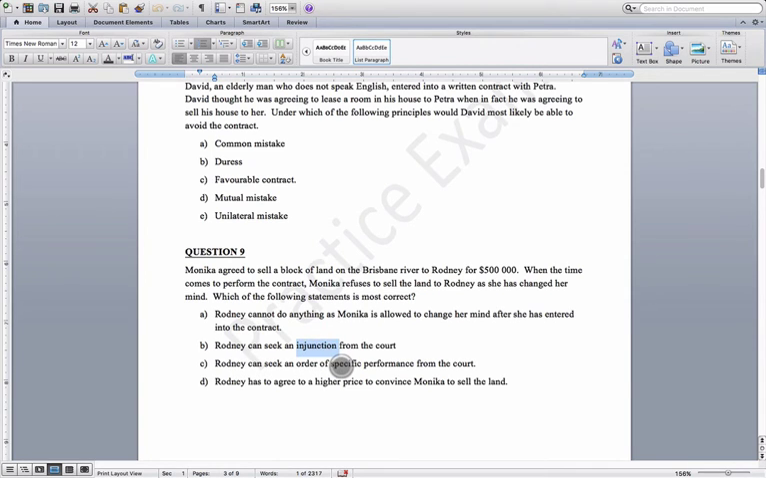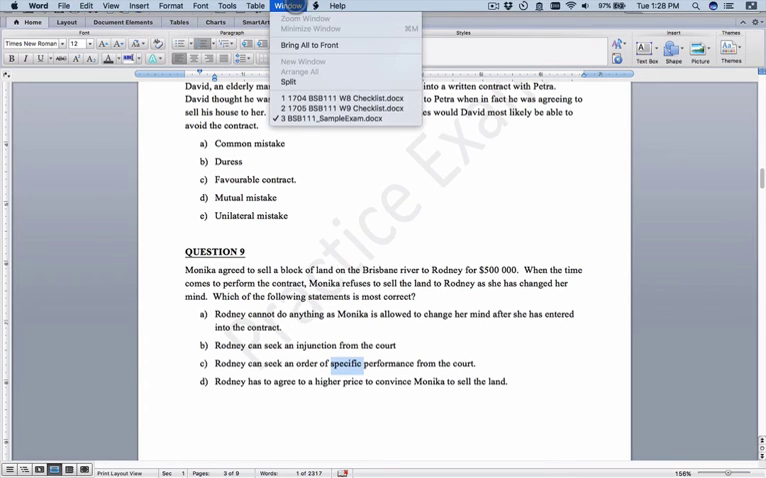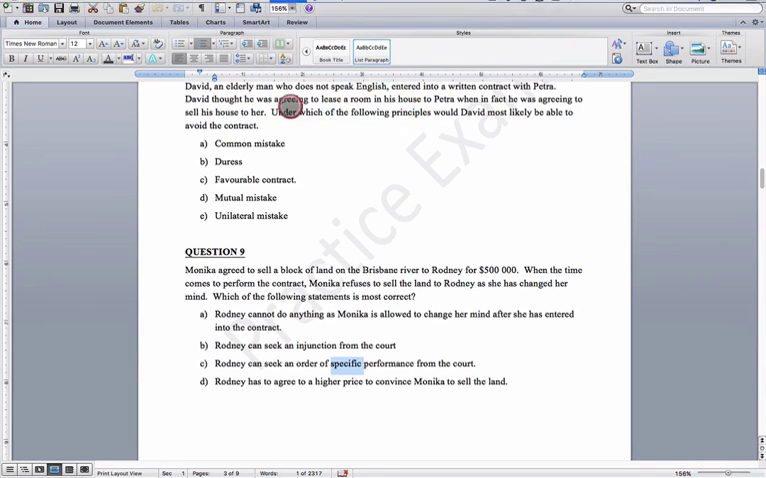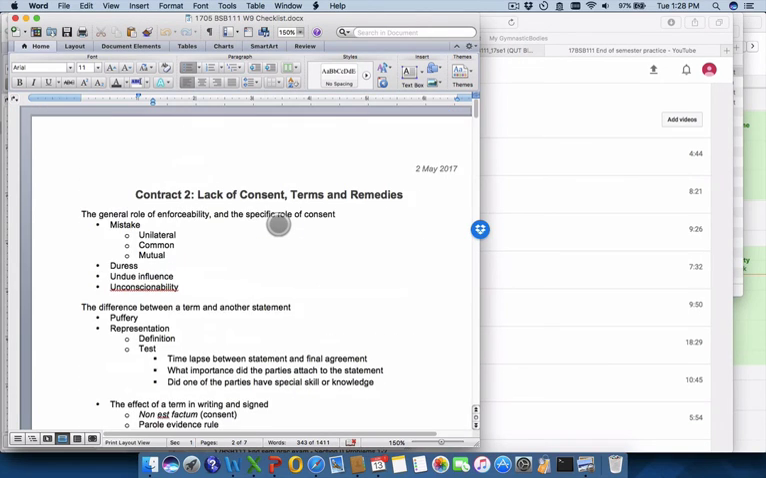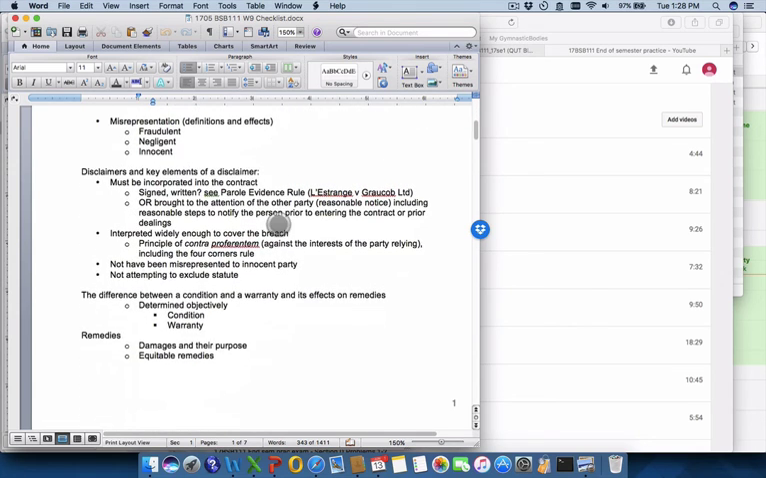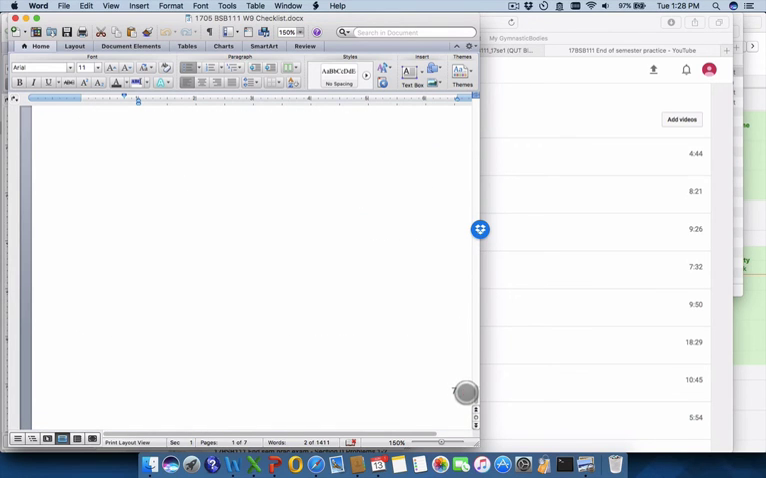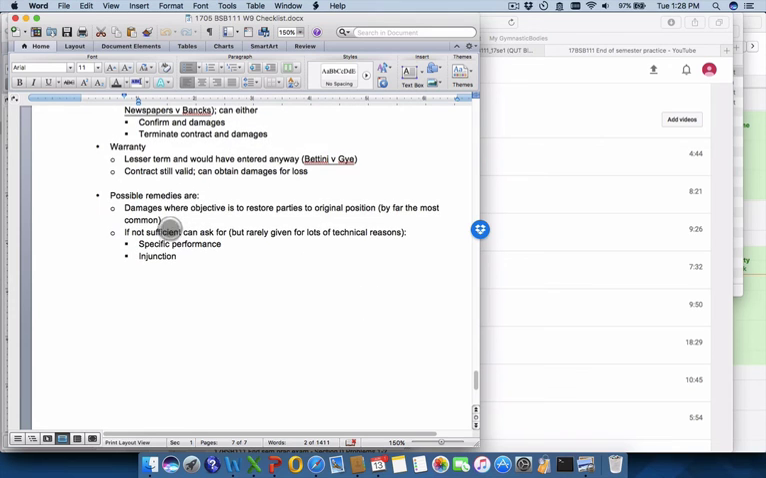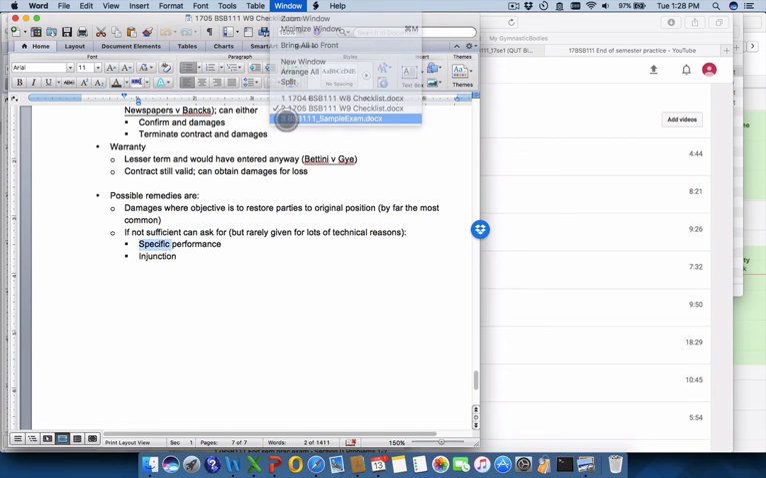Rodney can seek an order of specific performance from the court. What's specific performance? Again, just to remind us, we can go to our handy-dandy hint sheet and we notice that here in remedies, we have damages and their purpose and then equitable remedies. So what are equitable remedies? Equitable remedies are specific performance and injunction. Specific performance is where the courts order someone to fulfill their part of the bargain.